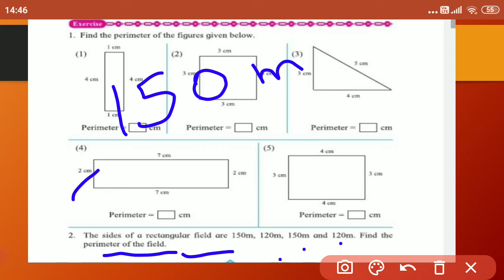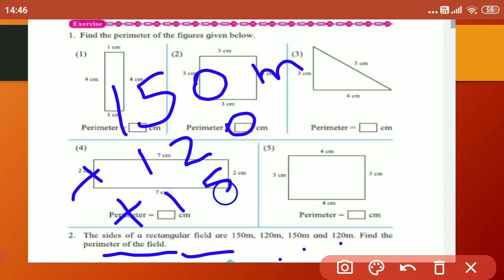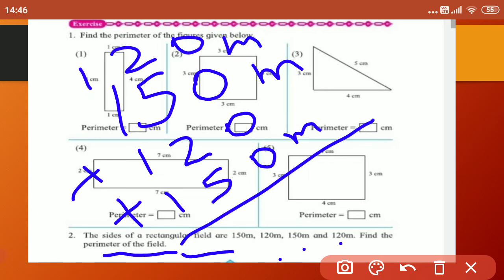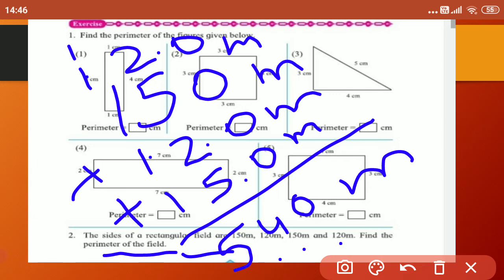150 meter plus 120 meter plus 150 meter plus 120 meter. Now add. All are in meters, so meter. 0 plus 0 plus 0 gives 0. 5 plus 2, 7. 7 plus 2, 9. 9 plus 5, 14. So 4 I will write here and 1 up. 1, 2, 3, 4, 5. So 540 meter. Got it now?